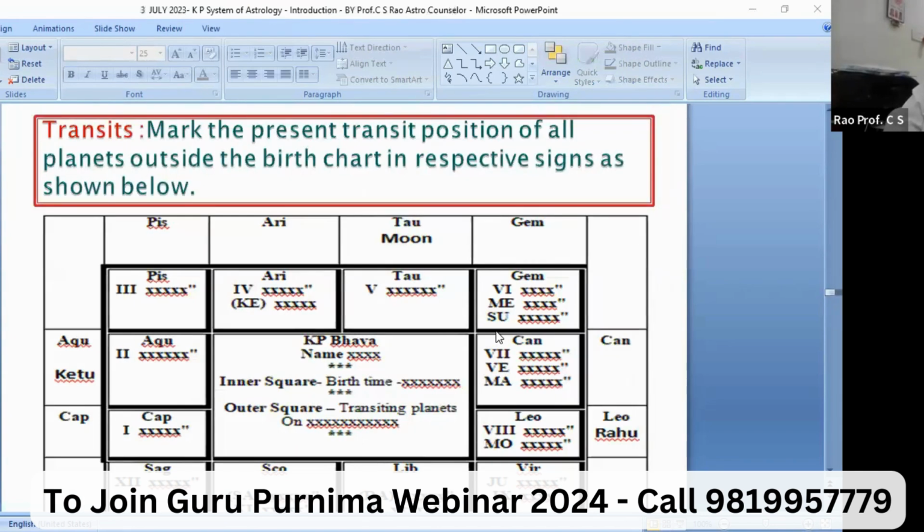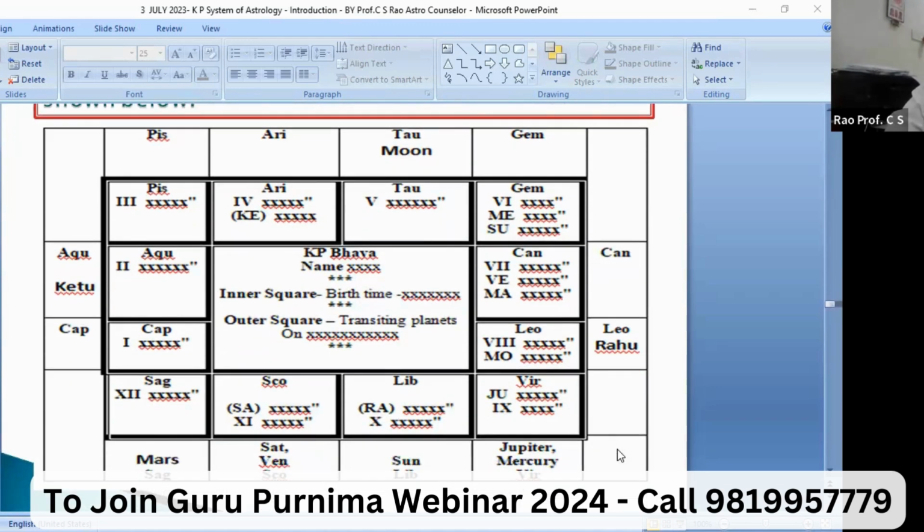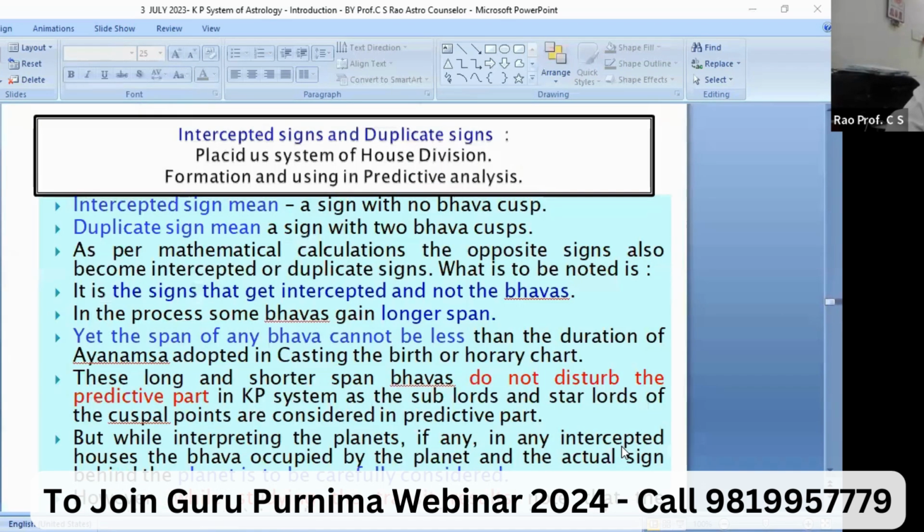Now, see the transits here. Transits are also essential in every case. We have to mix the natal position with the transits. Inside the dark boundaries is the original chart. Outside the boundaries are the transiting planets. We have to interpolate transits just like in traditional systems also. Here also the transits are very important. In addition to the Vimsottari Dasha, we should see the transits also.